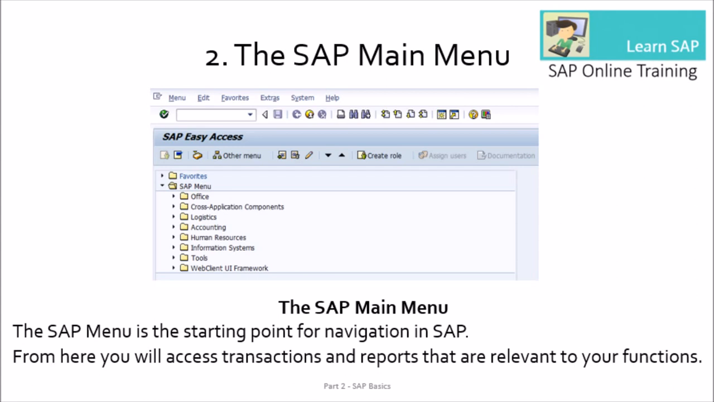The SAP main menu. The SAP main menu is the starting point for navigation in SAP. From here, you will access transactions and reports that are relevant to your functions.